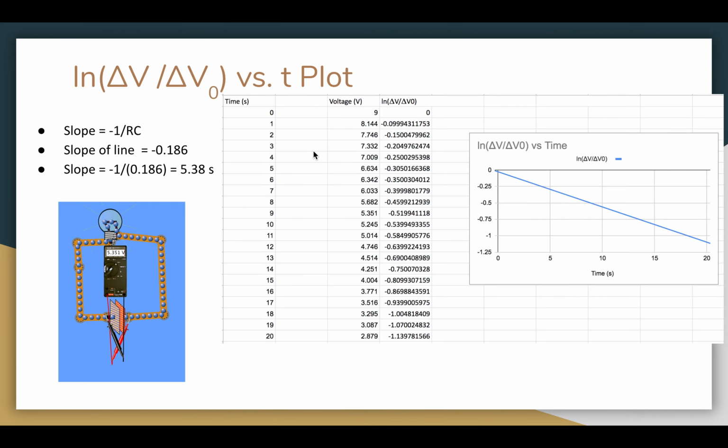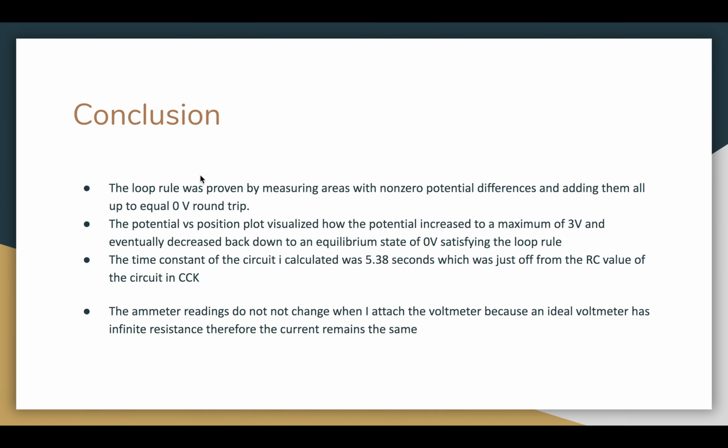And then this is my plot for the natural log of the voltage versus time. So it is a linear relationship. Here is my time, voltage, and then the natural log. And then the slope, as said in the instructions, was -1 over RC. The slope of this line turned out to be -0.186. And then when I compute this for the RC time constant, I got a value of 5.38 seconds.